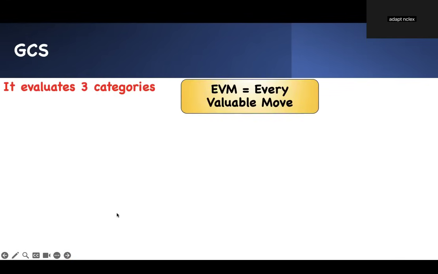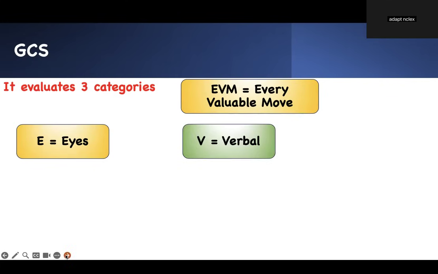The second mnemonic I want you to write down is EVM. Heavy variable move. If the thing is variable, it's going to move. Therefore, EVM. And those are the 3 categories the GCS is testing and assessing. The first one is eye movement, so your eyes is the E. The second one is the verbal. That's the V. And then the motor is the M.